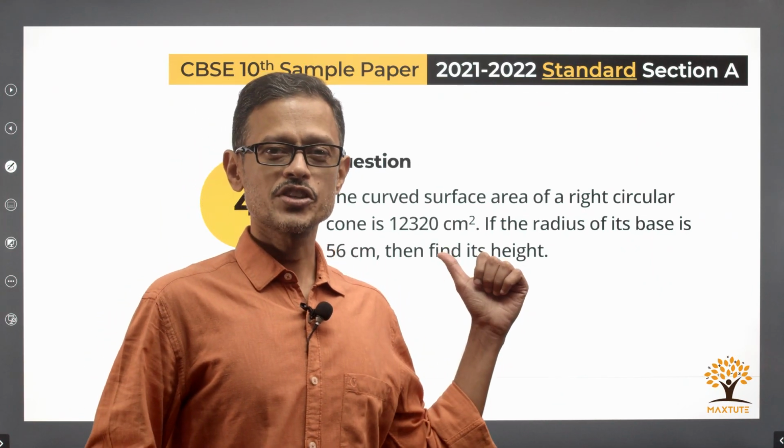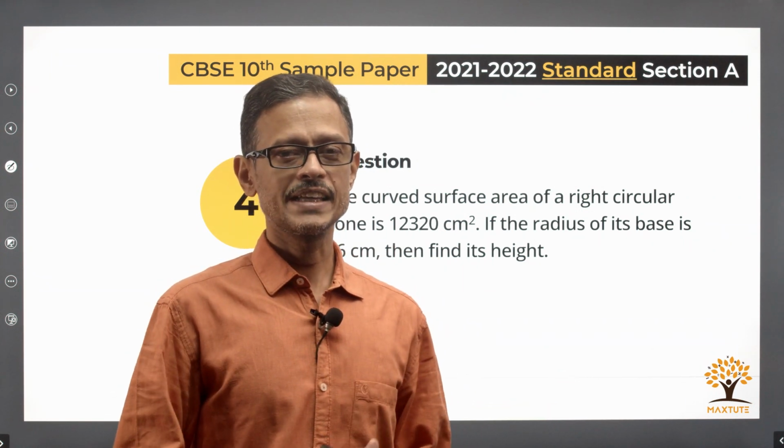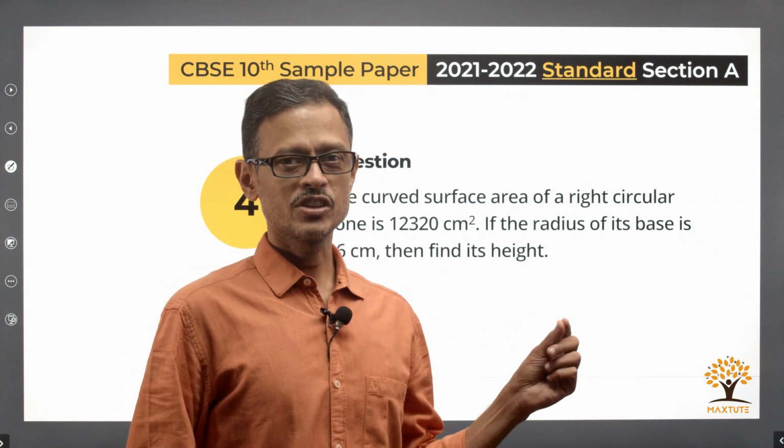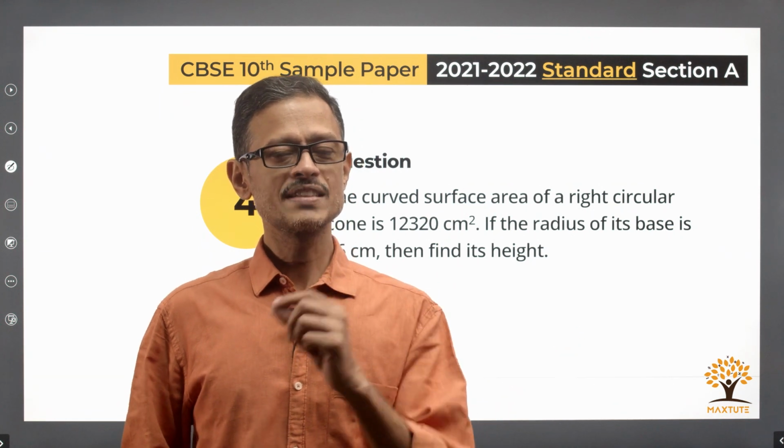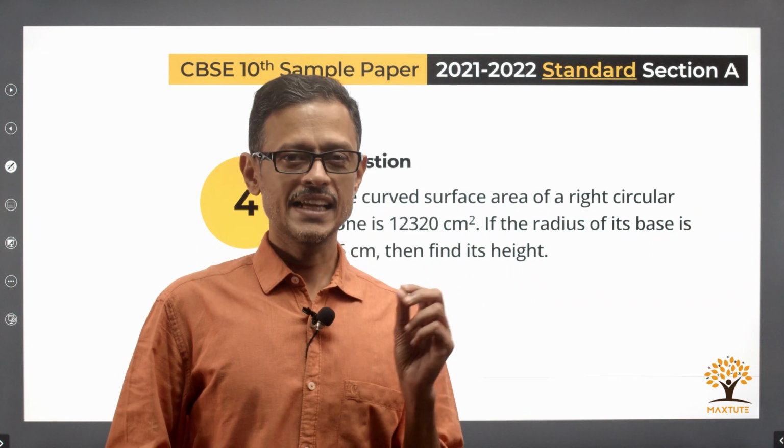This is a video solution to the sample paper given by the CBSE Board for Term 2 of academic year 21-22. This is the standard version of the paper. We will be looking at two questions in this video. Both these questions are from the chapter Surface Areas and Volumes.